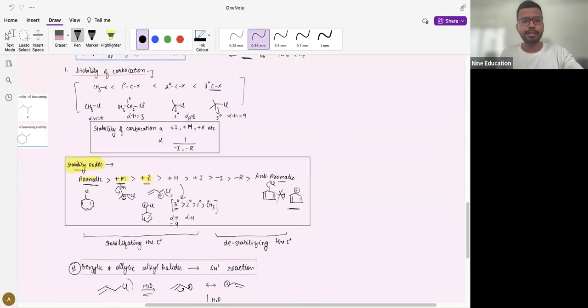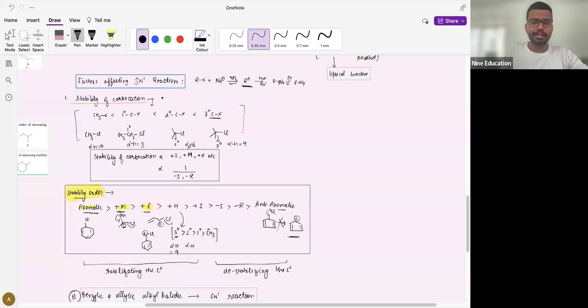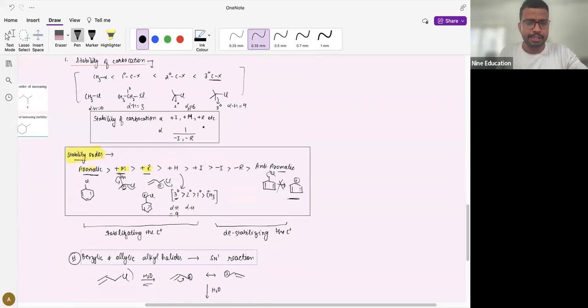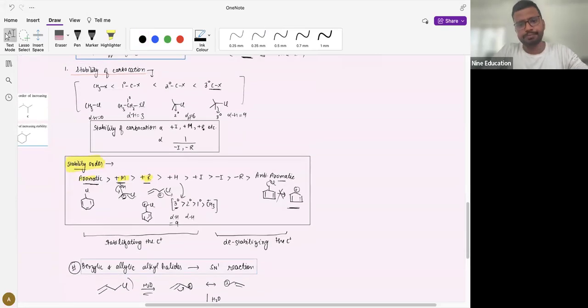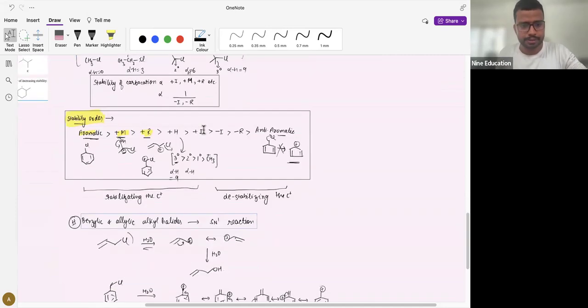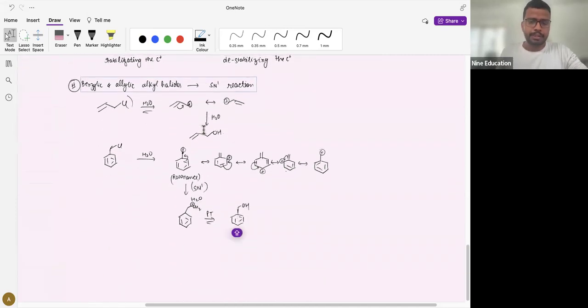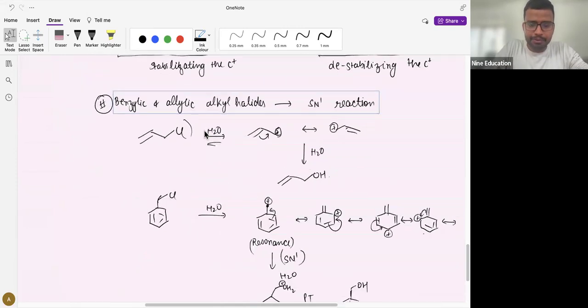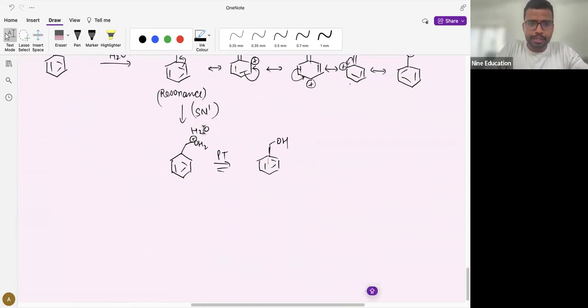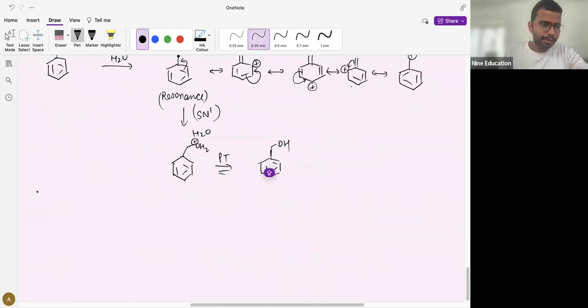So our first factor, which is factors affecting SN1 reaction, is stability of carbocation. लिख ले, write fast. Write fast beta. Second factor I am showing you. I'll give you the time to write beta. I will share you the notes.